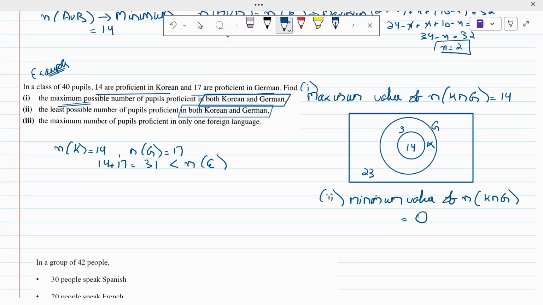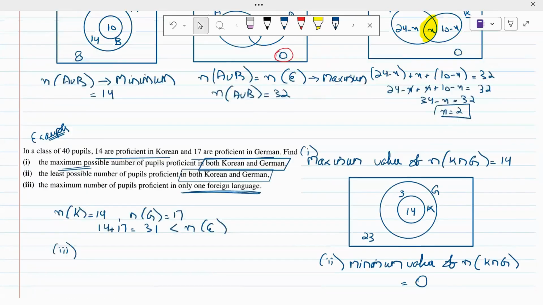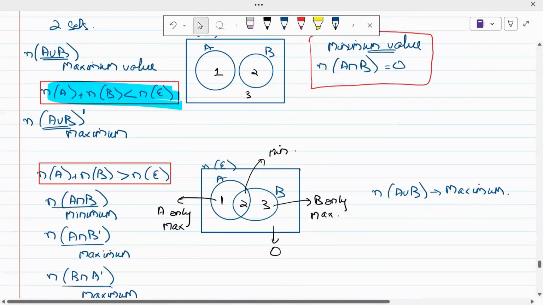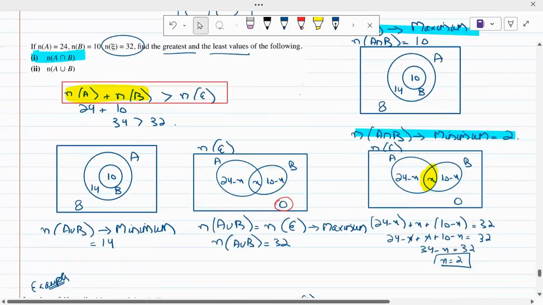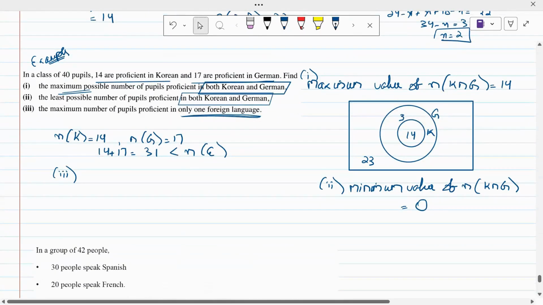Third part, maximum number of people proficient in only one foreign language. Maximum number of people proficient only in one foreign language. So since disjoint sets are possible, for individual values to be maximum, it has to be the disjoint set. So disjoint sets would give us single values to be maximum.